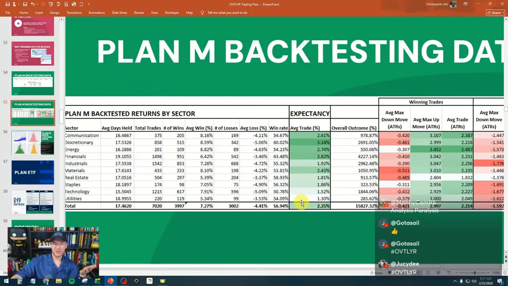Now, we've got to take that one step further, because if you have like 5 trades on, and you have a huge expectancy, that's not really an edge in the market because you don't have enough frequency. So you take your expectancy in percentage terms, and then you multiply that by the total trades, that gives you your frequency. That is what outcome means.